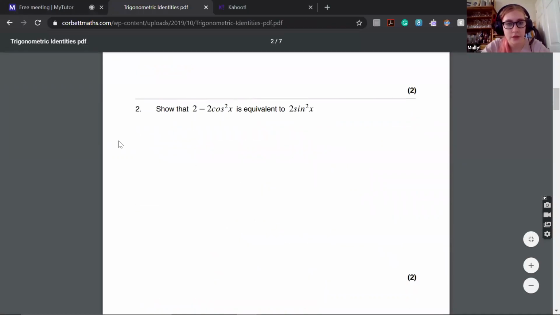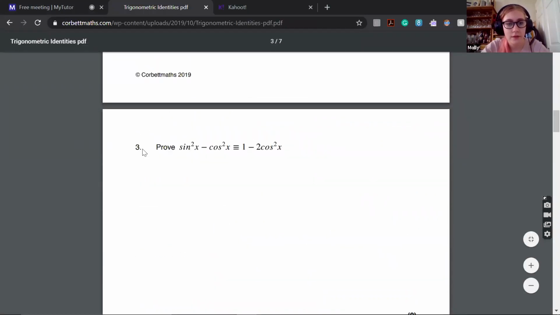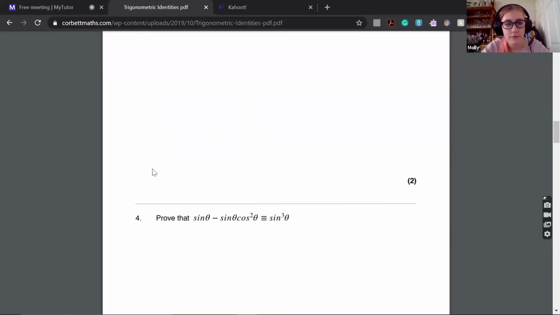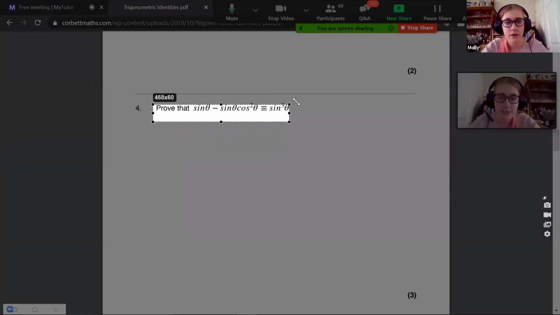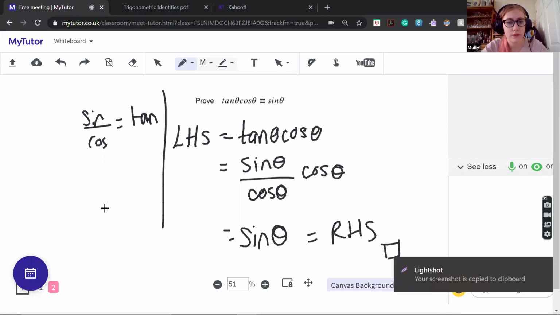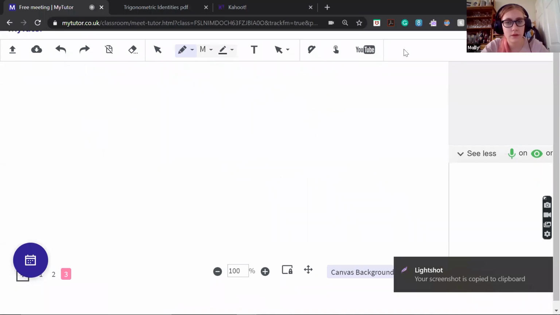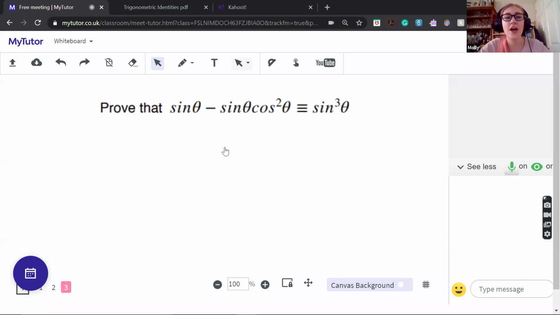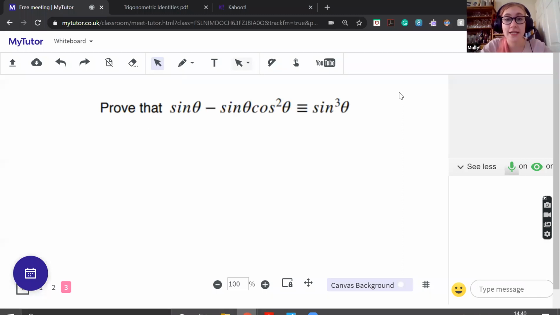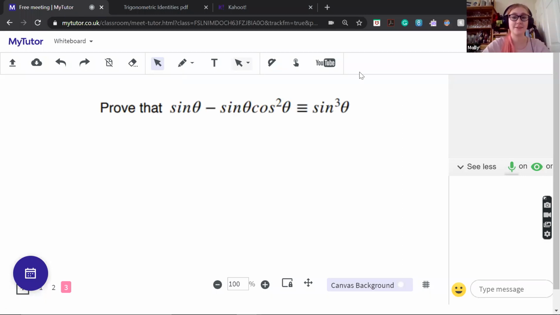Okay, let's stick with these. These are quite good. Let's do this one. Here we want to prove that sine theta minus sine theta cos squared theta is equal to sine cubed theta. Someone said, what does the box mean? It just means proof finished. I did it, basically. Anyone got any ideas for how we might be able to do this one?